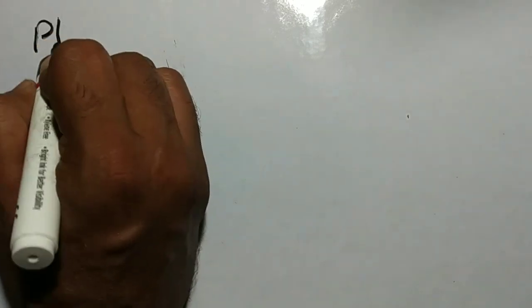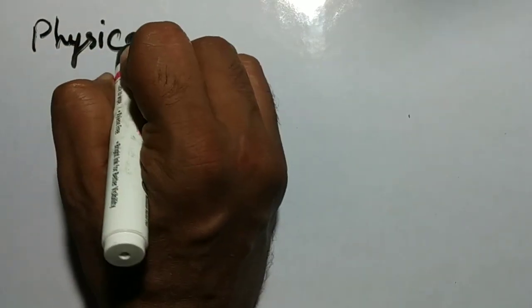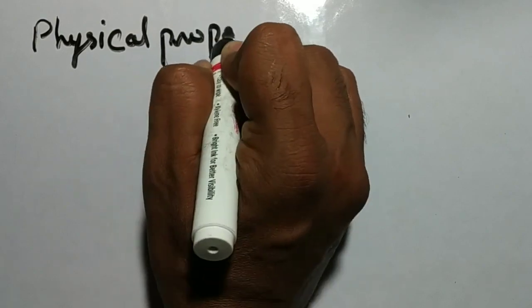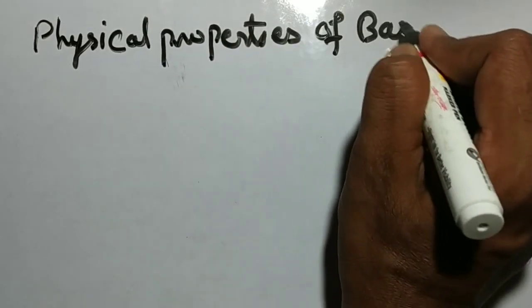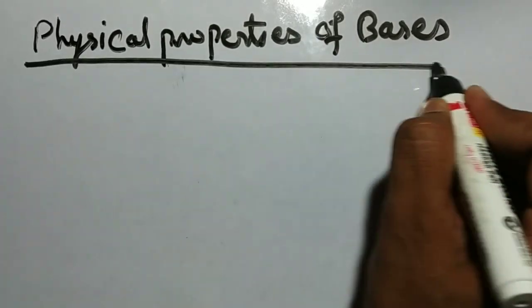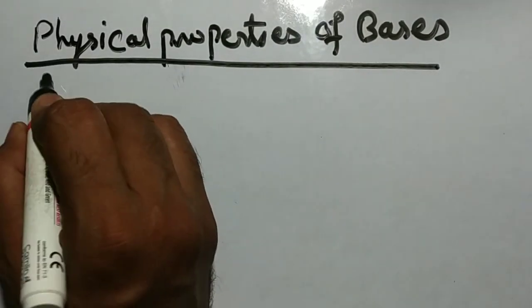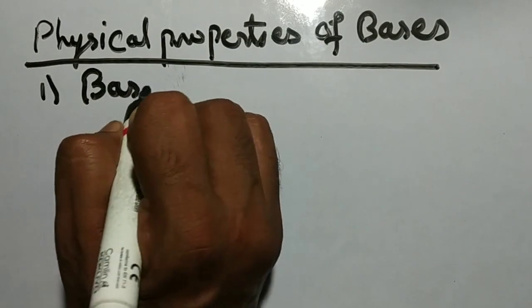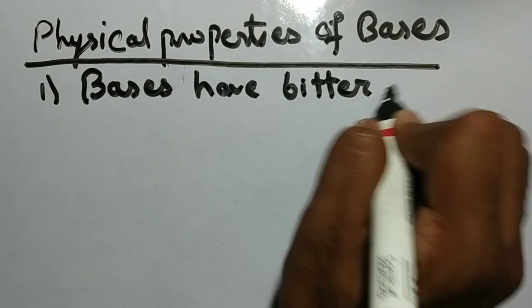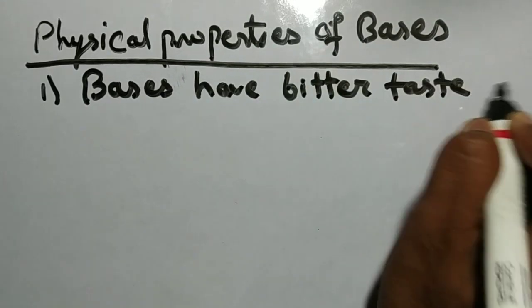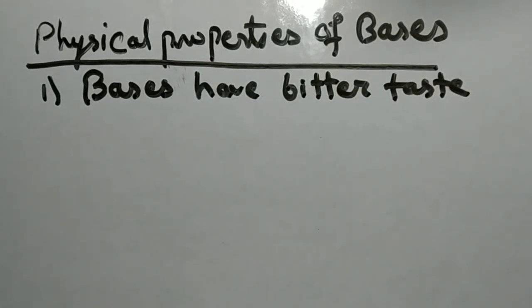Now we will talk about the physical properties of bases. The first one is that bases have a bitter taste. It means they taste bitter, for example, like bitter gourd, like neem, and so on.